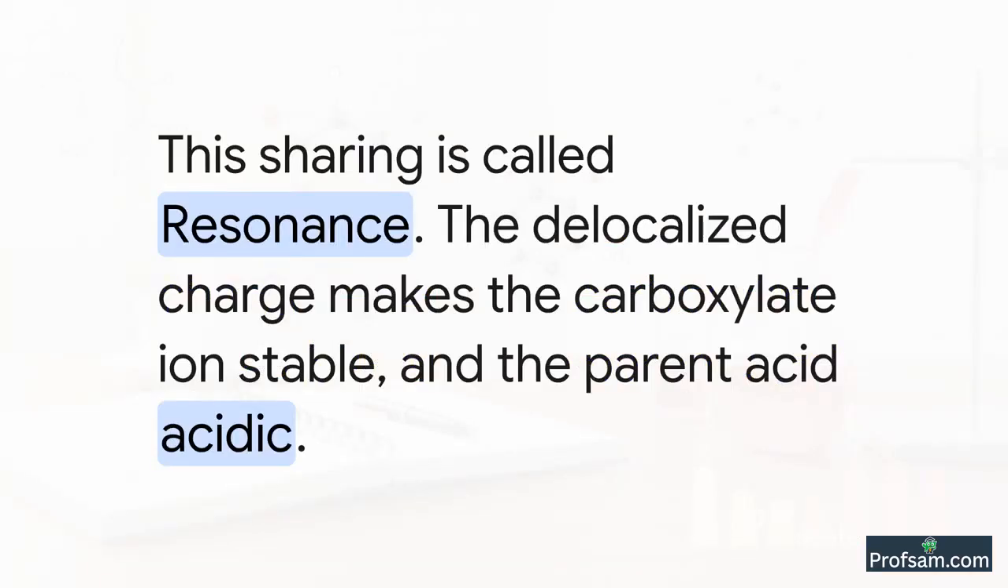This special ability to share the negative charge has a very important name. It's called resonance. The charge is not stuck in one place, it is delocalized, meaning it's spread out over both oxygen atoms. This delocalization makes the carboxylate ion extremely stable. And because the ion it forms after losing a proton is so stable, the original carboxylic acid is very happy to give up that proton. And that, right there, is the secret to its acidity.